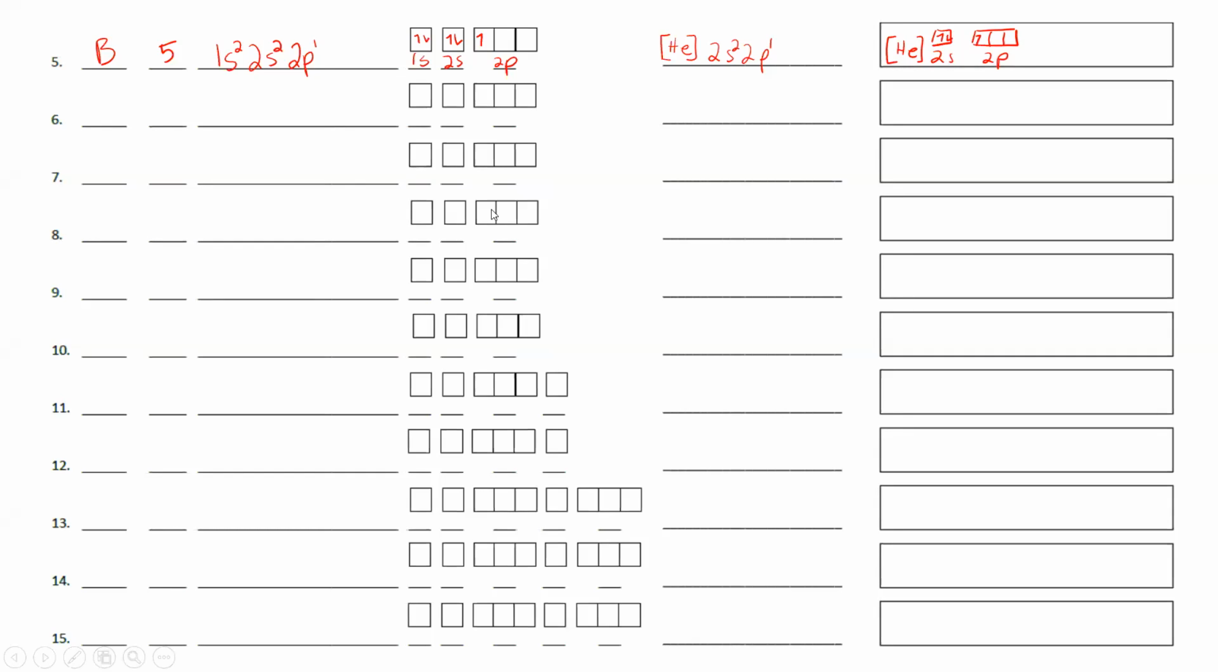And so the next one we go to is carbon. Carbon has 6 electrons, right? 6 protons, so 6 electrons. So the next electron will go into the 2p orbitals also. So this will be 1s2, 2s2, 2p2.